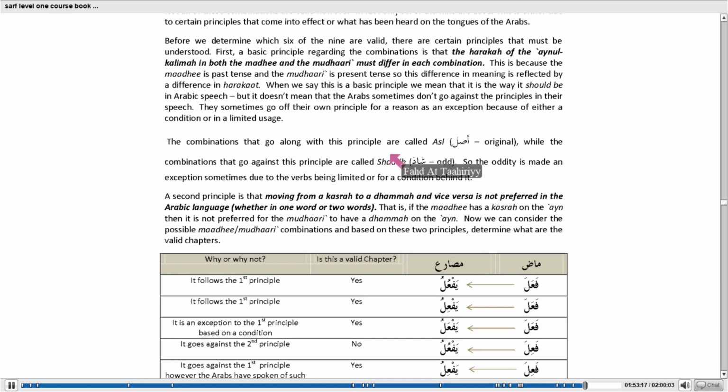Now the combination, so the haraka of the ain. The haraka of the ain in the madi should be different than the haraka of the ain in the mudari'. This principle we're talking about here. Now, the combinations that go along with this principle are called original combinations.